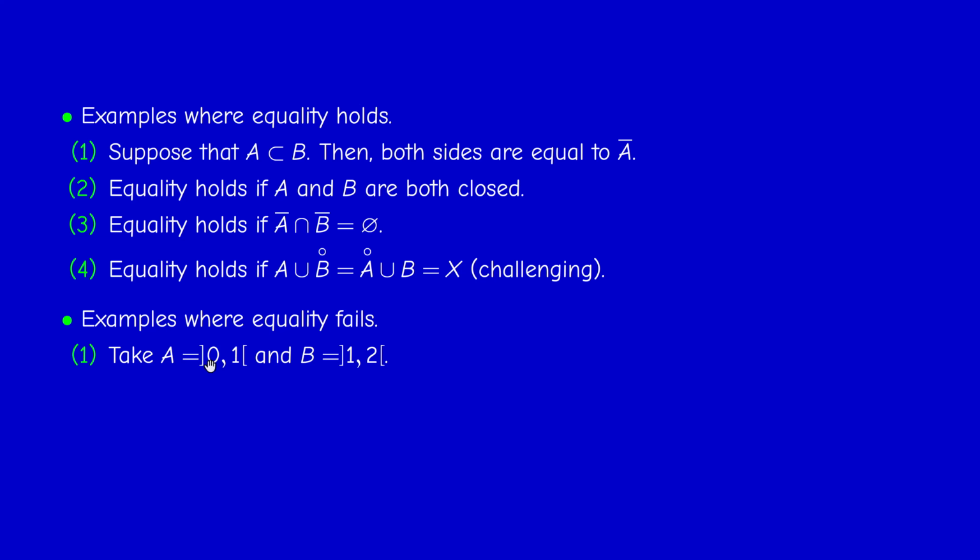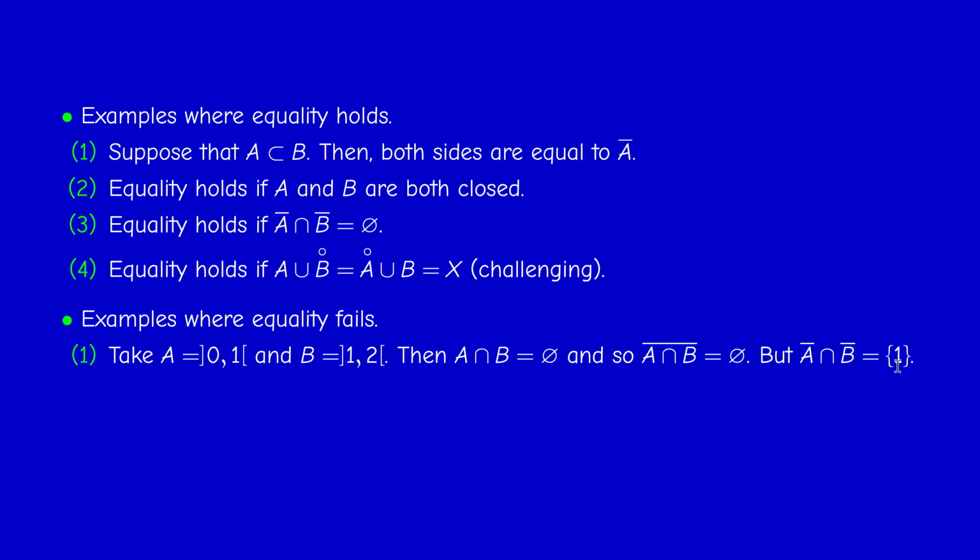Now, examples where equality fails. Take, for example, A to be 0, 1 open and B equal 1, 2 open. In this case, the intersection is empty, whereas A bar intersected with B bar is 1. So we have a strict inclusion here. We don't have equality. One is empty, the other is 1.